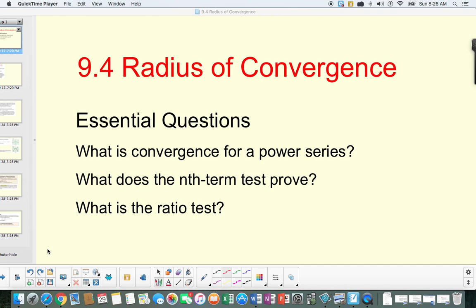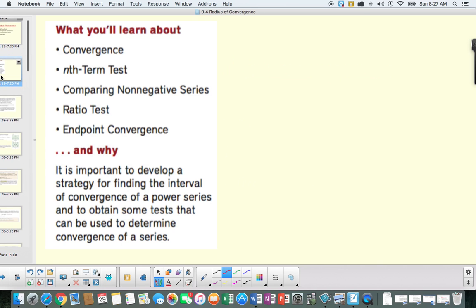9.4, radius of convergence. Essential questions. What is convergence for a power series? What does the nth term test prove? What is a ratio test?